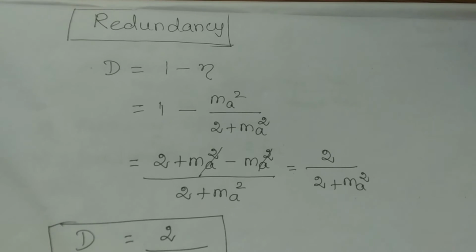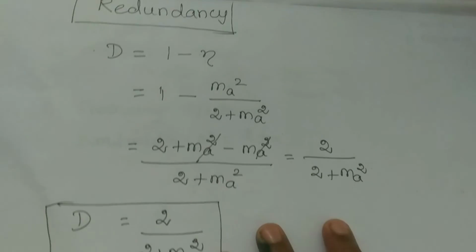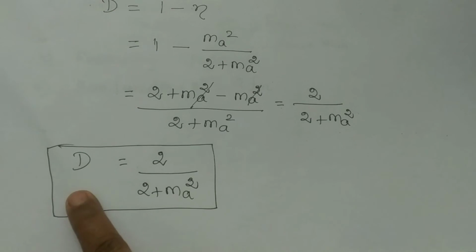Redundancy is 1 minus efficiency. So we know the value of efficiency. Simply we substitute the value of efficiency in this. So the equation will become 1 minus ma squared divided by 2 plus ma squared. We cross multiply this. We will be getting 2 plus ma squared minus ma squared divided by 2 plus ma squared. Plus ma squared and minus ma squared get cancelled. So the equation will be 2 divided by 2 plus ma squared. So redundancy D is 2 divided by 2 plus ma squared.